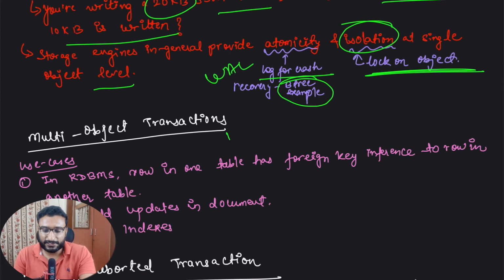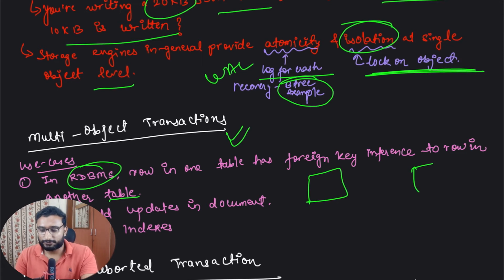What about multi-object transactions? Let's take the example of an RDBMS. In the relational model, a row in one table has a foreign key reference to a row in another table. Let's say I have these two tables. This is my PK and this is my FK. This FK corresponds to the PK of this table T2, and this is T1.